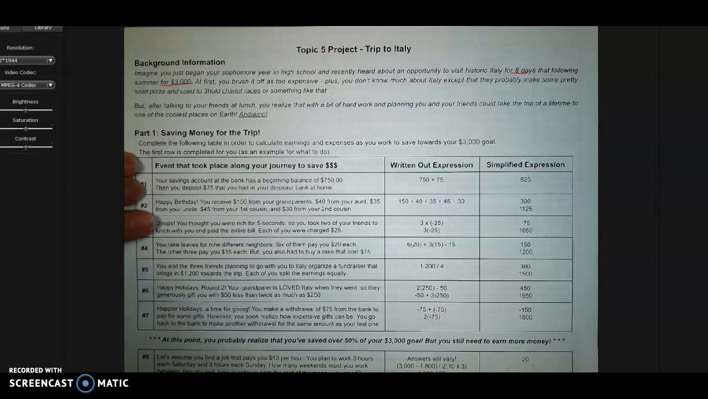Andiamo! So we are saving money for the trip, and so we're going to complete the following table in order to calculate earnings and expenses as you work to save towards your $3,000 goal. The first row is completed for you as an example of what to do.